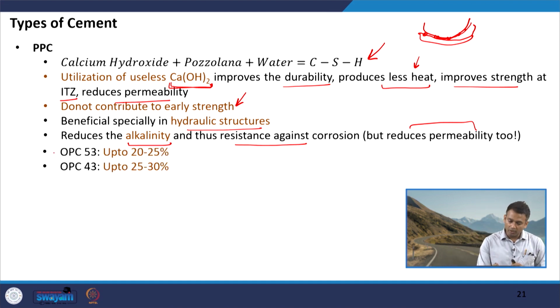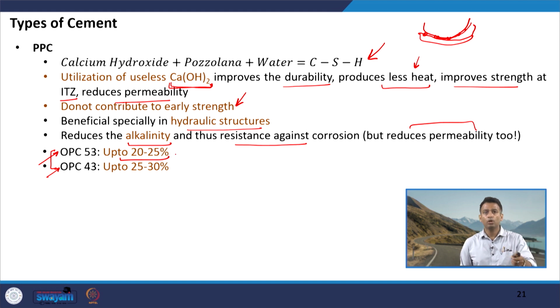In the construction of pavement, typically we use OPC 53 and 43. For example, 43 is typically used in the production of dry lean concrete for important highways. For national highways and state highways, OPC 43 is used in the pavement quality concrete. So, in OPC 53, if we are trying to use Portland pozzolana cement, then the replacement with fly ash is up to 20 to 25%, whereas in OPC 43 it is typically up to 25 to 30%.